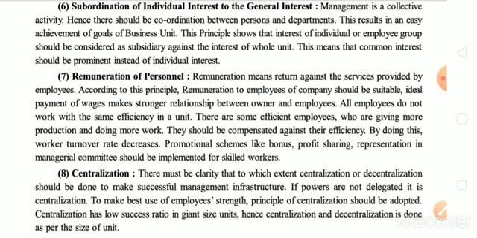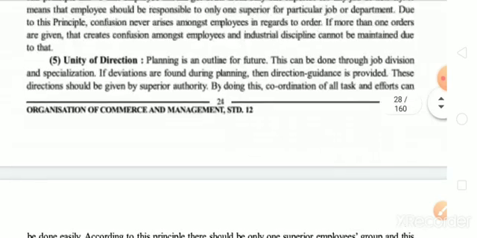Now let us move forward. Today we are going to discuss from principle number 7, that is remuneration of personnel. But before that, let us take a glimpse of the 6 principles which we have discussed till today.